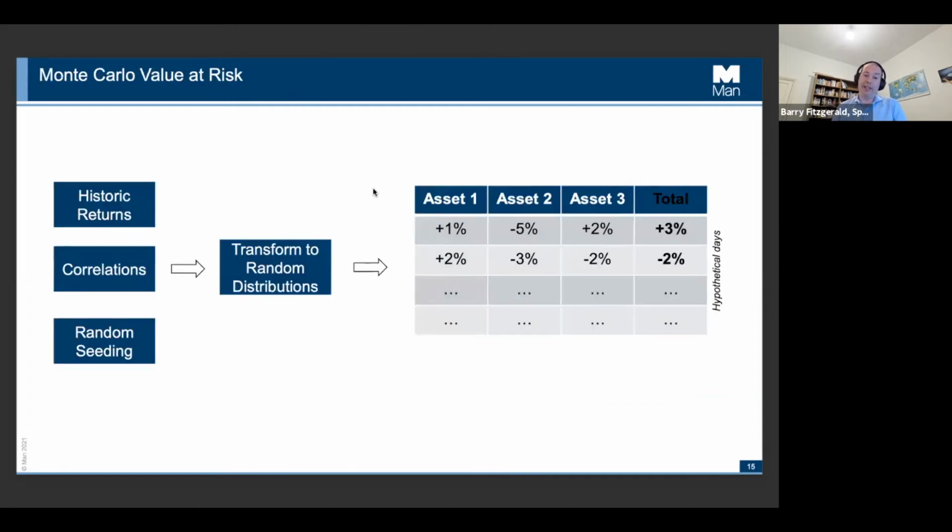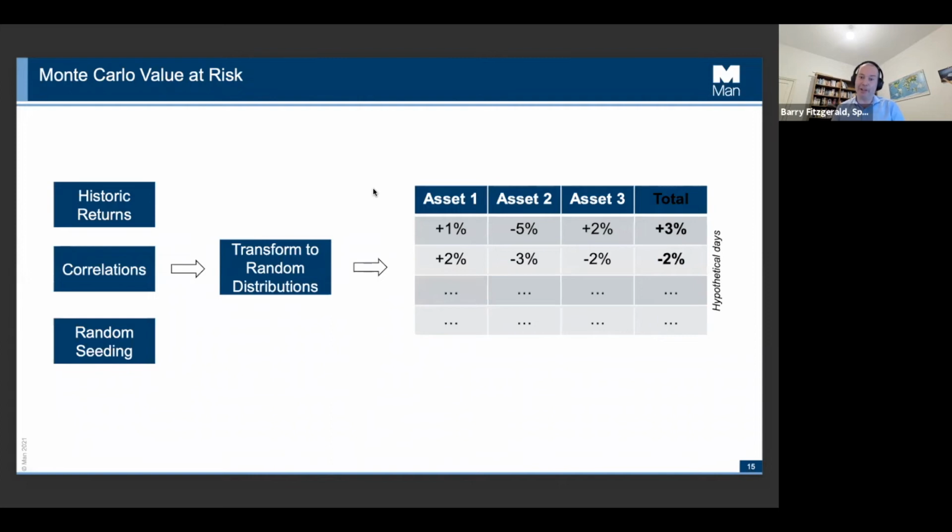What we do is we take historic returns and the correlations of those returns and some random seeding, and transform those into random distributions for each asset. There's definitely complexity there, in that the random distributions have to be related according to the correlations.